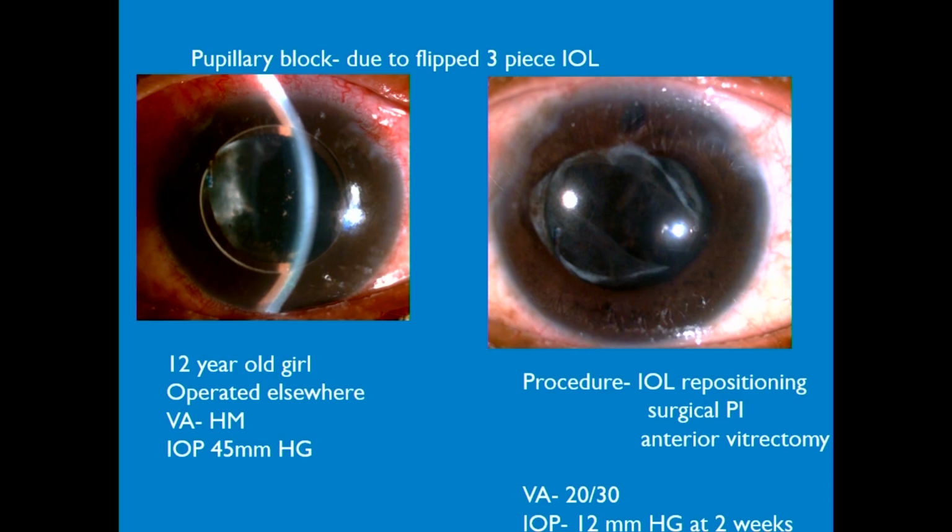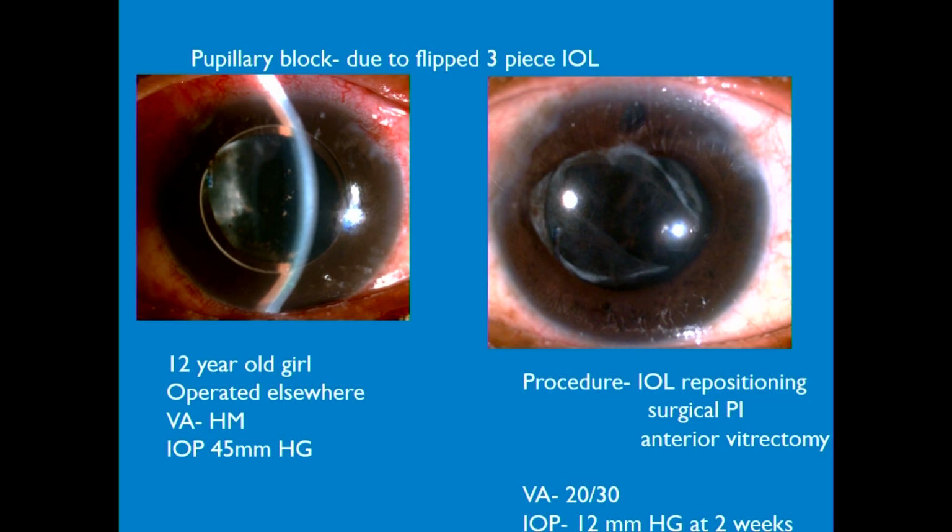So if you flip it, it flips many times during surgery. You can reflip it during surgery. But if you leave it, it has a vault, and because of that vault, the optic can move forward and cause this. So it had come beyond the pupil, caused a pupillary block. This was a 12-year-old girl. Her IOP was 45 millimeters of mercury.